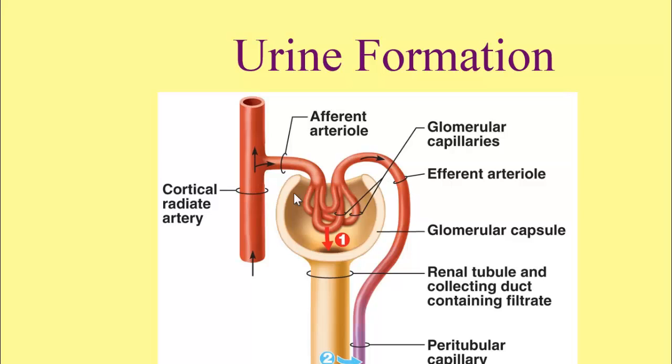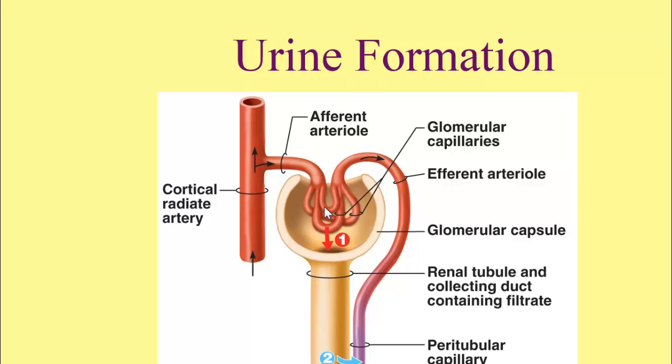Most of it, but not all, because we see an efferent arteriole leaves the glomerulus and comes down and wraps around this nephron. And we can add or remove things from here after we leave the glomerulus. So there is an opportunity to add or remove substances from either space after we leave the glomerulus.